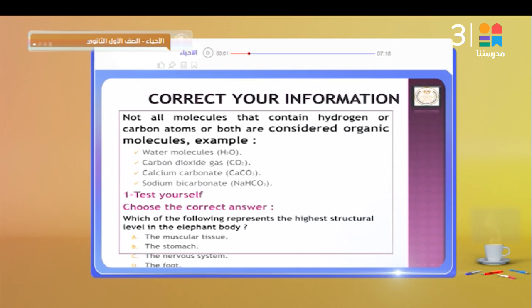Okay, the answer is the nervous system. Why the nervous system? Because the nervous system consists of a group of organs, and the organ consists of a group of tissues, and the tissues consist of a group of cells.